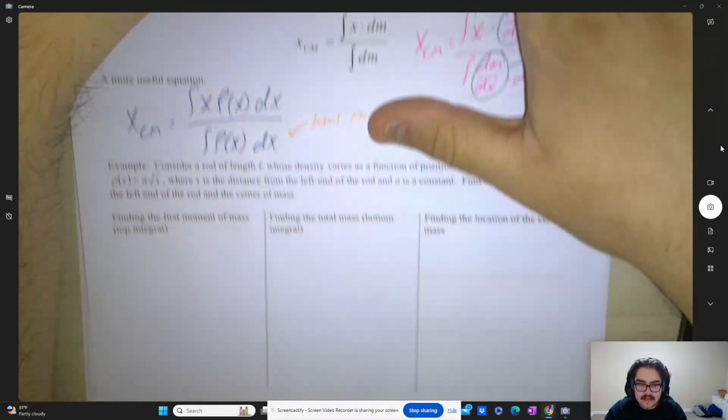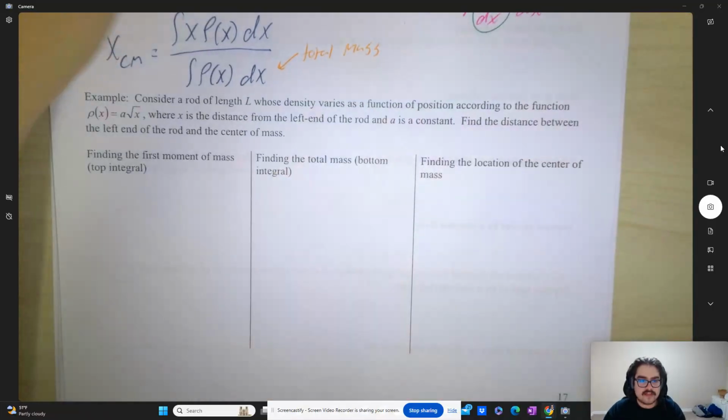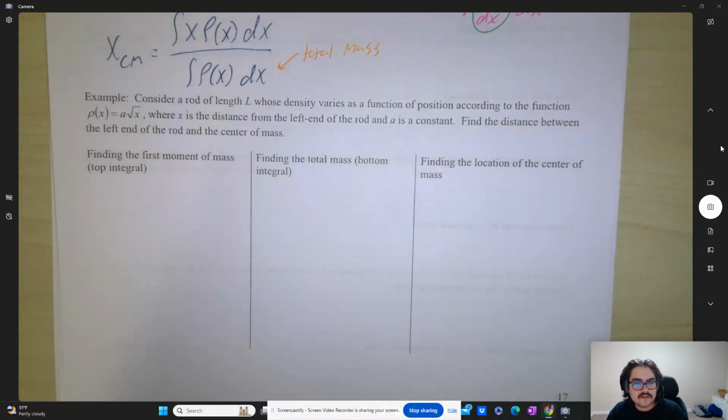Now let's suppose we have a rod of length L whose density varies as a function of position according to the function A root x, which is our density function. x is the distance from the left end of the rod, and A is a constant. Find the distance between the left end of the rod and the center of mass.